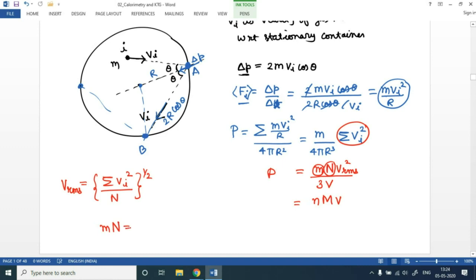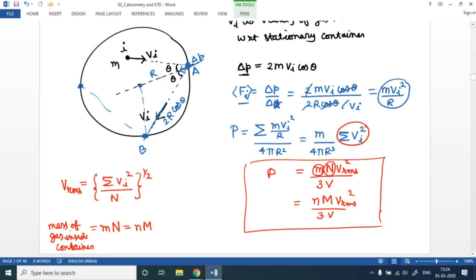Small m into capital M will be the same as small n, that is the number of moles, into molecular weight, and this will be nothing but the mass of gas inside the container, you should realize. So both these terms are the same. So n m v rms square upon 3V, also you can write. So please understand this equation.